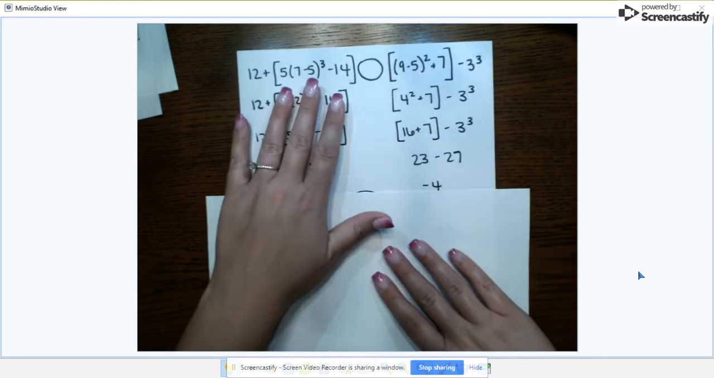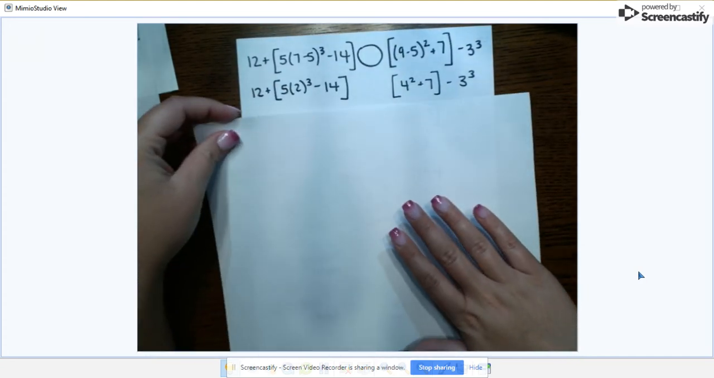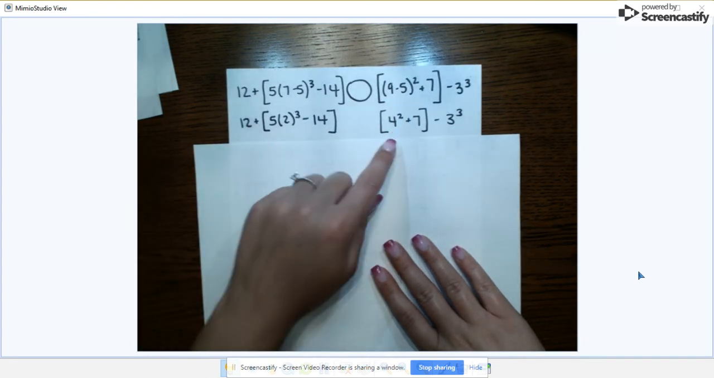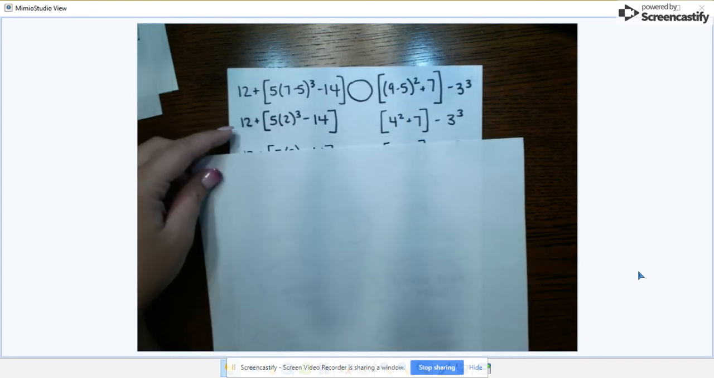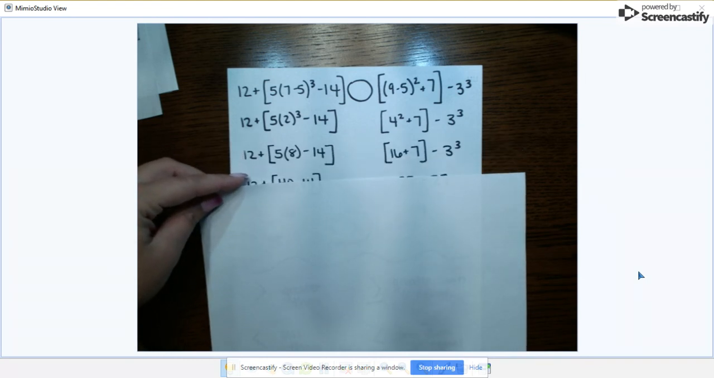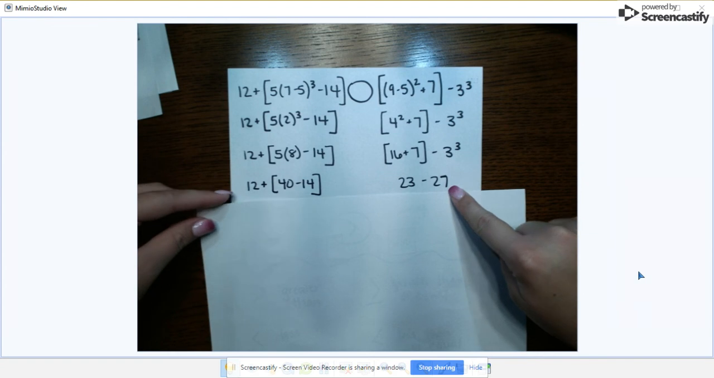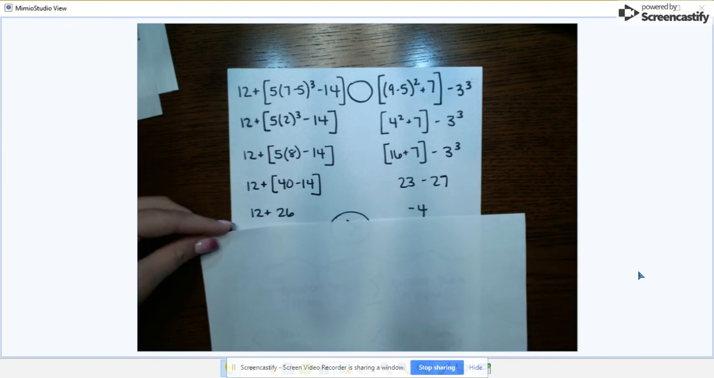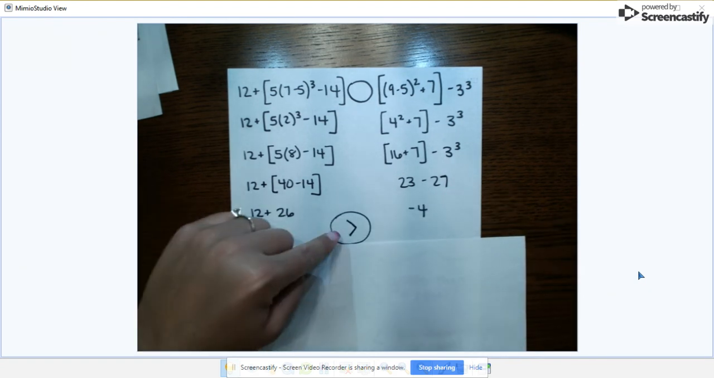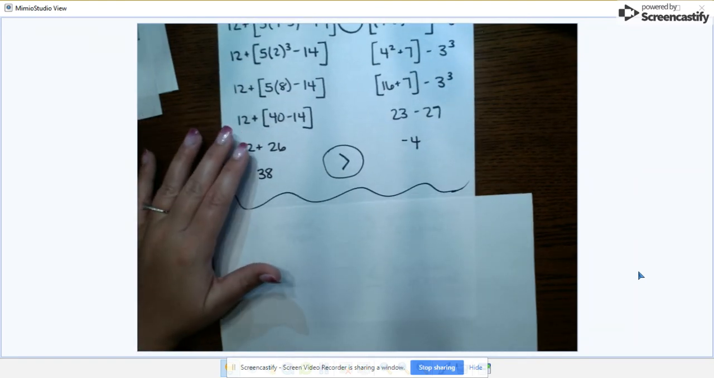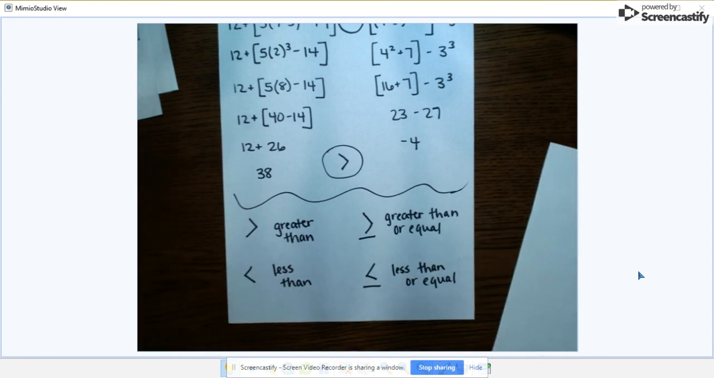Okay, working on the other side then, again, parentheses first. We have 4 squared plus 7 minus 3 cubed. 16 plus 7 then gives us 23. 3 cubed is 27. So this right side would be -4. When we go to compare, remember we have to use our inequality symbol. So 38 is greater than -4. If you need a quick reminder, here are your 4 inequality symbols.